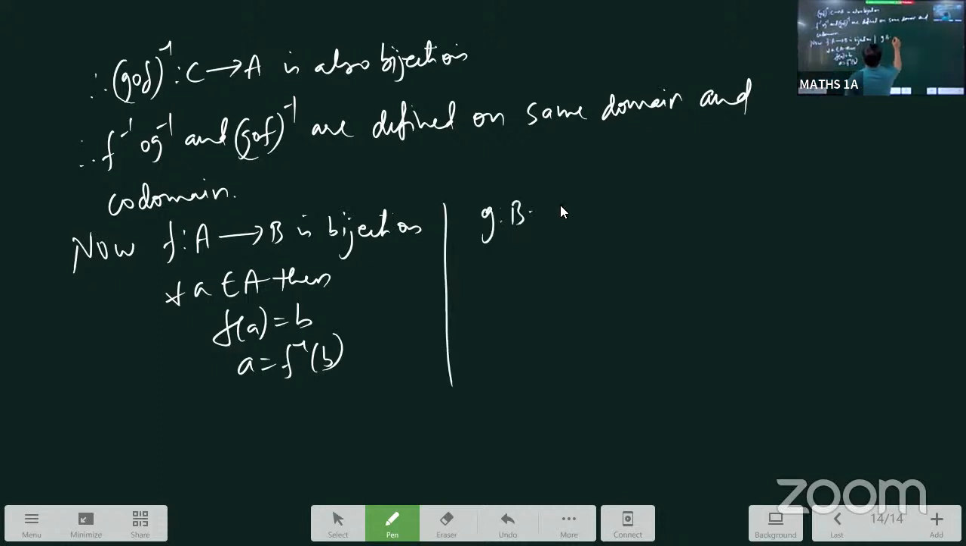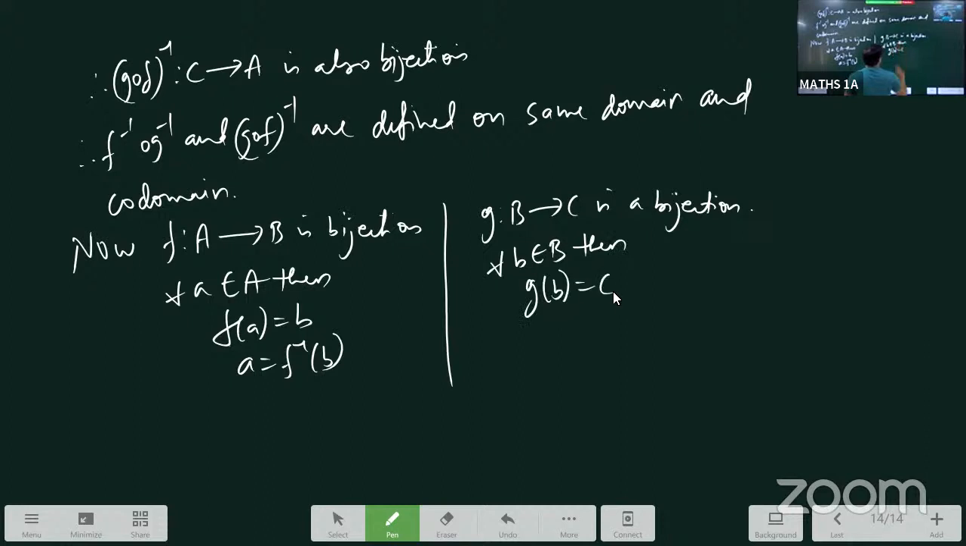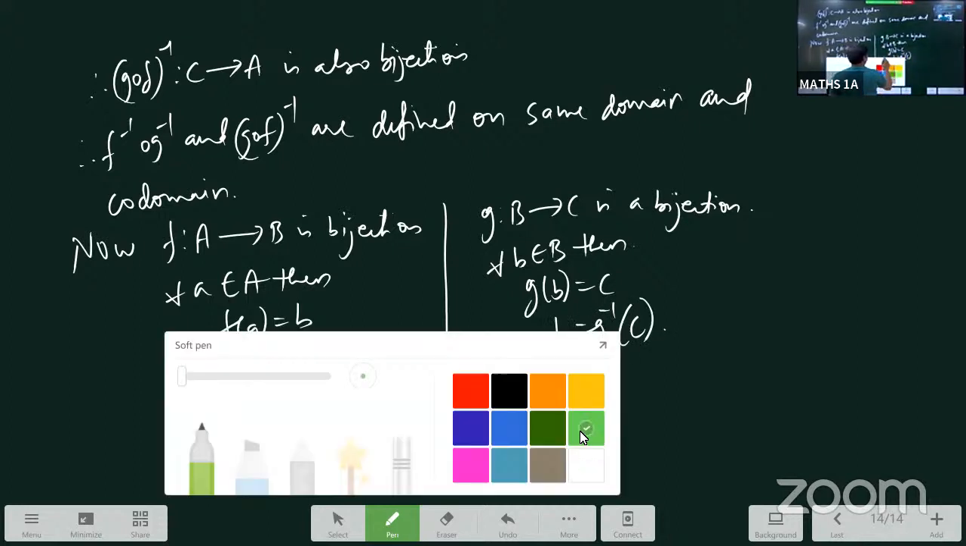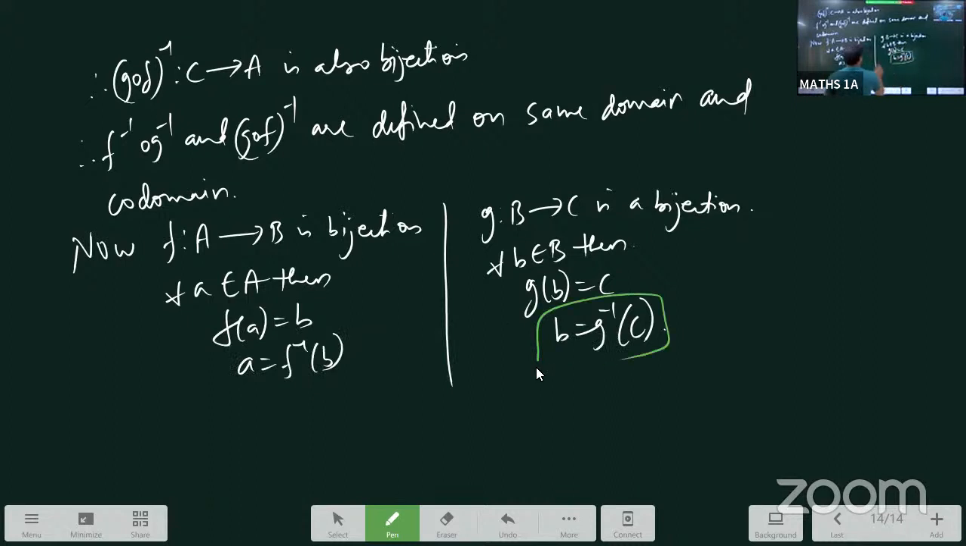Next, G is mapping from B to C and is a bijection, it's given. These two things you have to write compulsory. Now for every b belongs to B, its image G of b will be equal to c, and b equals G inverse of c. So students, keep this in your mind, this part and this part.